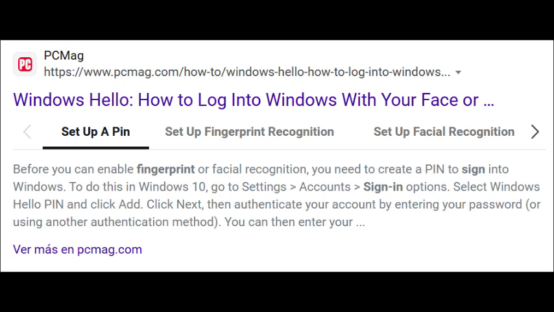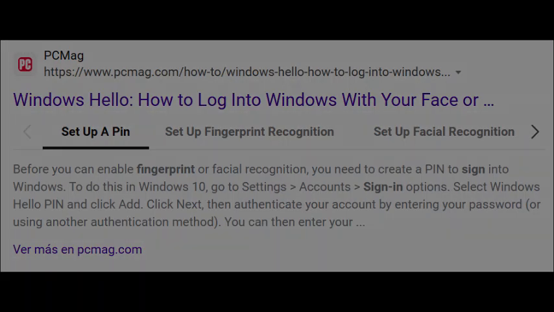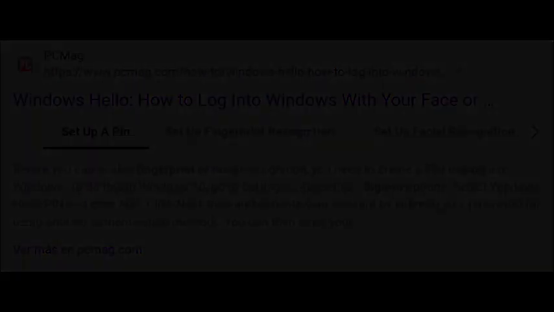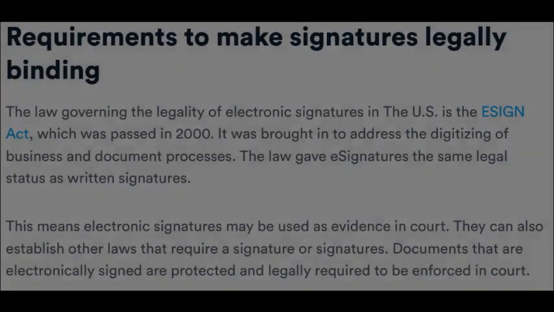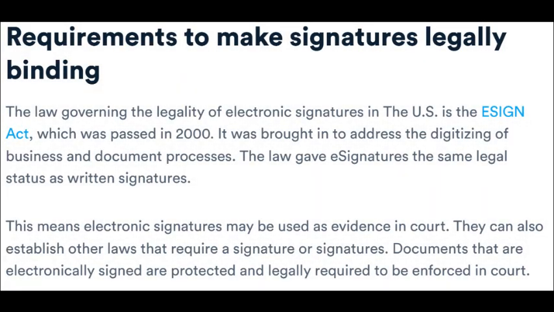Or facial recognition. You need to create a PIN to sign into Windows. To do this in Windows 10, go to Settings, Account, Sign In Options, select Windows, and so on. So, yes, we do, in fact, use these authentication methods, but perhaps not the way they were used once, and not to the extent where authentication can be very difficult to counterfeit. And here we find the doing away with of protections on authentication.